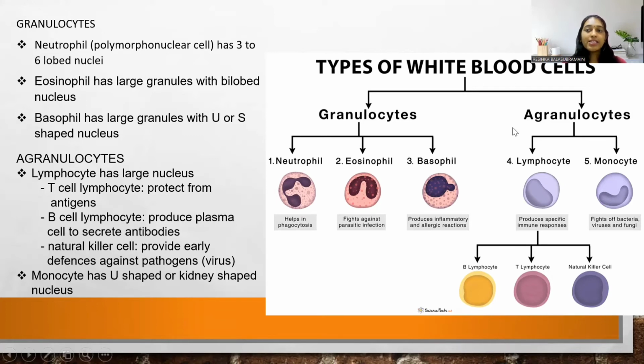Examples of agranulocyte are lymphocyte and also monocyte. Lymphocyte has a large nucleus, and the examples are T cell lymphocyte, which protects from antigen, B cell lymphocyte, which produces plasma cells to secrete antibodies, and natural killer cell, which provides early defenses against pathogens such as viruses. Monocyte has a U-shaped or kidney-shaped nucleus, so it will fight against bacteria, viruses, and fungi. Here are the pictures of the granulocyte and agranulocyte, which have different numbers of lobes.